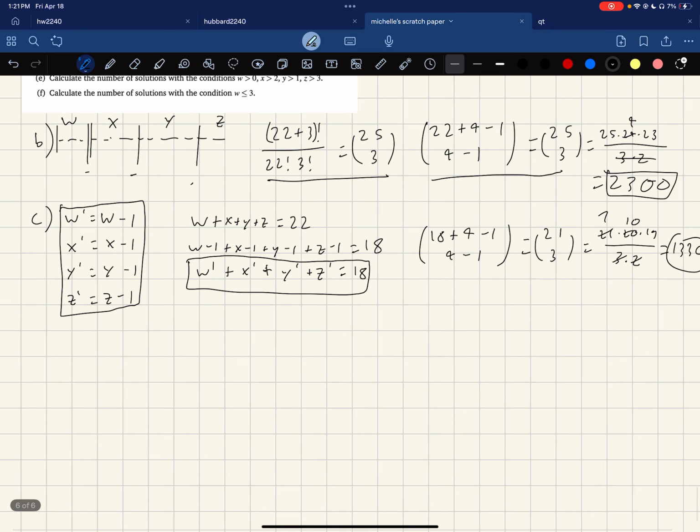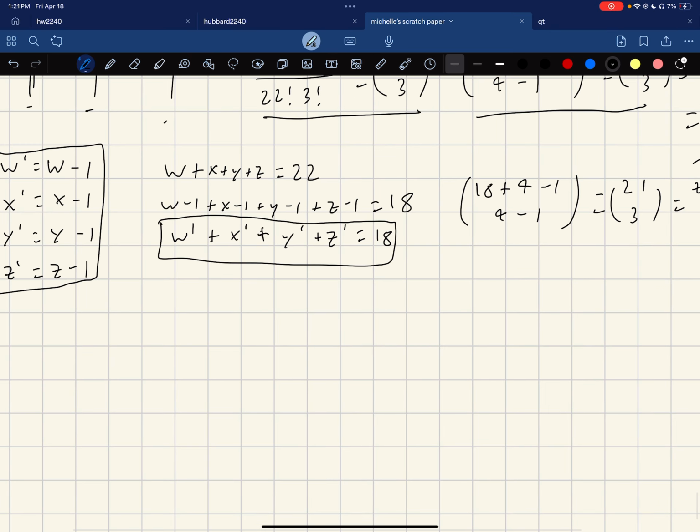We don't necessarily have to. We can just think about it intuitively. Like if we have 22 balls and then we give 1 to each of the variables, or each of the bins, then we'll only have 18 remaining. So we can just go straight to this step.